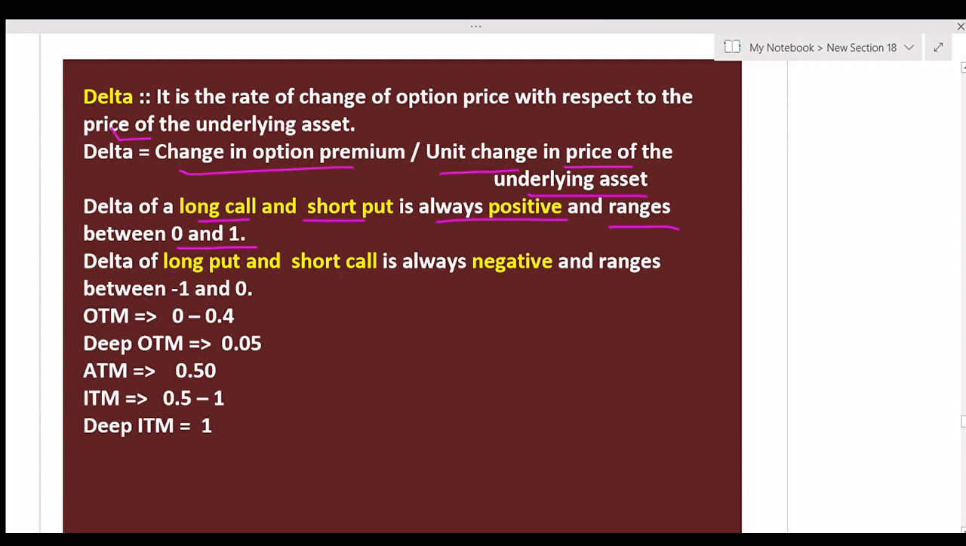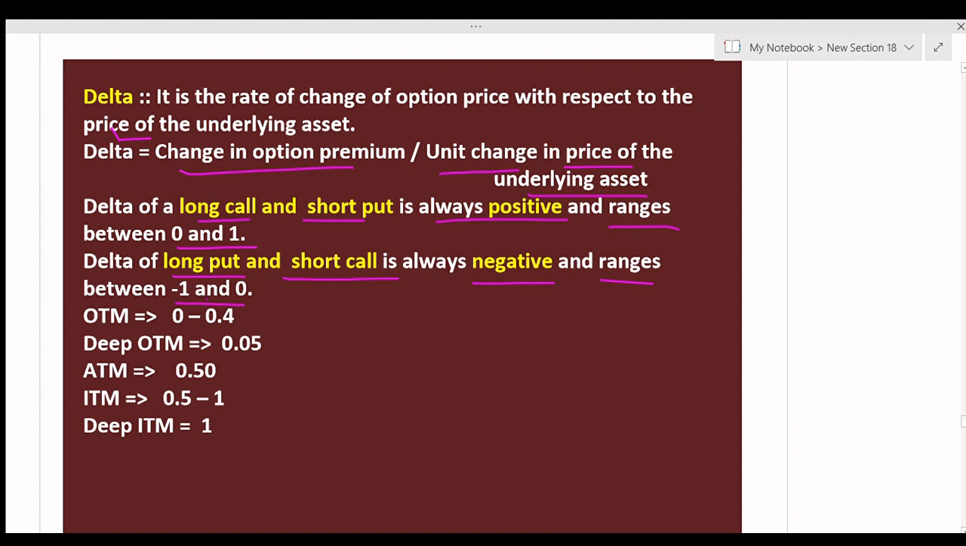Delta for a long put and short call is always negative and ranges between -1 and 0, because in the case of a long put and short call, if the market price moves downward, then they will gain, and their anticipation will be that the market will be bearish. So for a short call, the gain will be limited to the premium received, and for a long put, the gain may be unlimited.